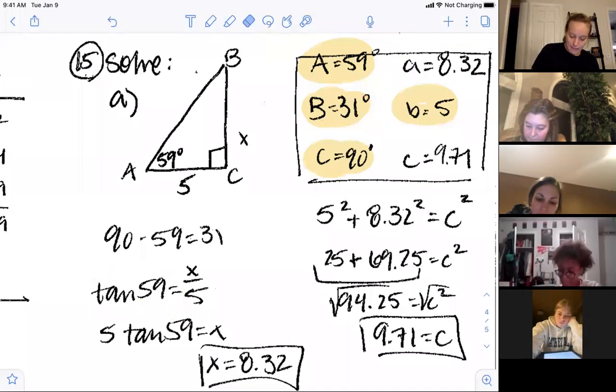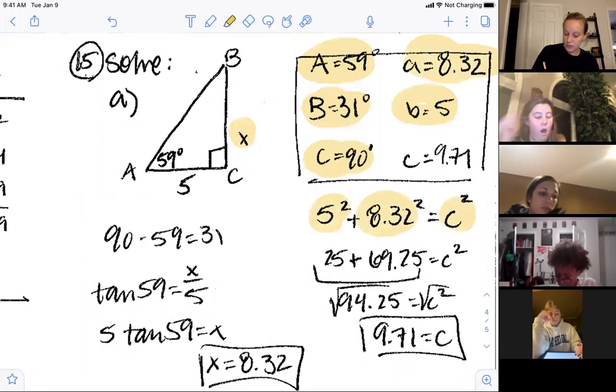Once I found that missing side right here, this little a, then I use Pythagorean theorem. So I said 5 squared plus 8.32 squared equals c squared. Squared them, added them up, square rooted, etc.